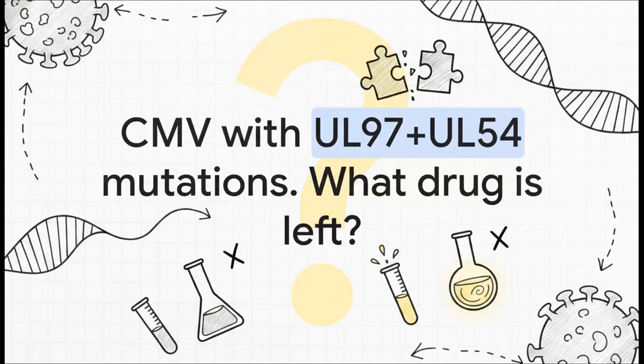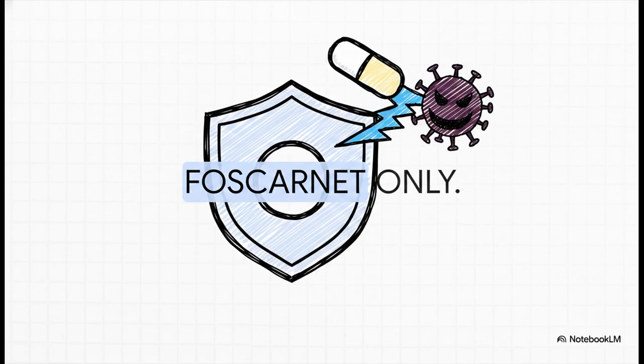Let's simulate being pimped on rounds for a second, just to test your active recall. This is the ultimate, most heavily tested CMV resistance trap. Imagine your immunocompromised patient has CMV. The lab comes back showing the virus has a mutation in UL97, meaning of course ganciclovir is out. But it also has a mutation in UL54, which actually alters the viral DNA polymerase itself. So what's your rescue drug? What is literally the only drug left in your arsenal? The answer is foscarnet. That is your sole rescue option here.